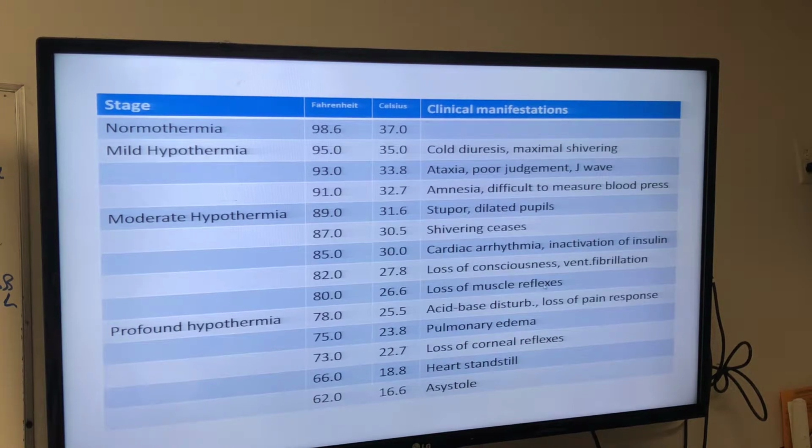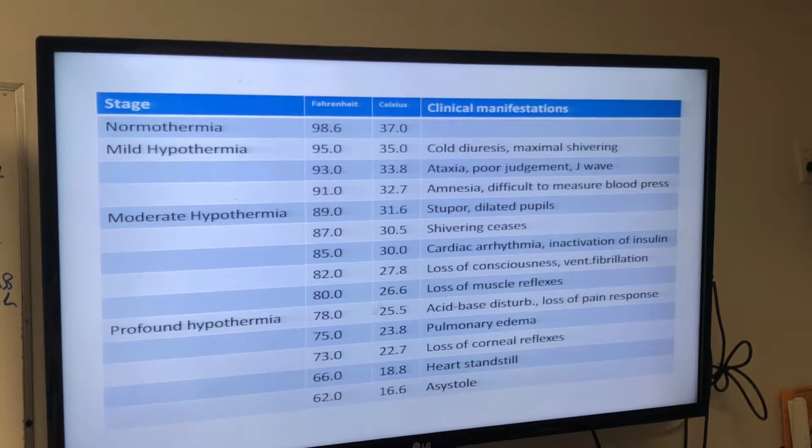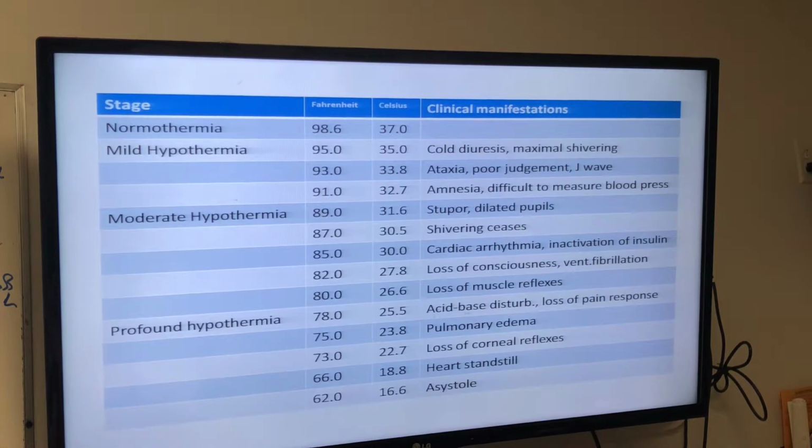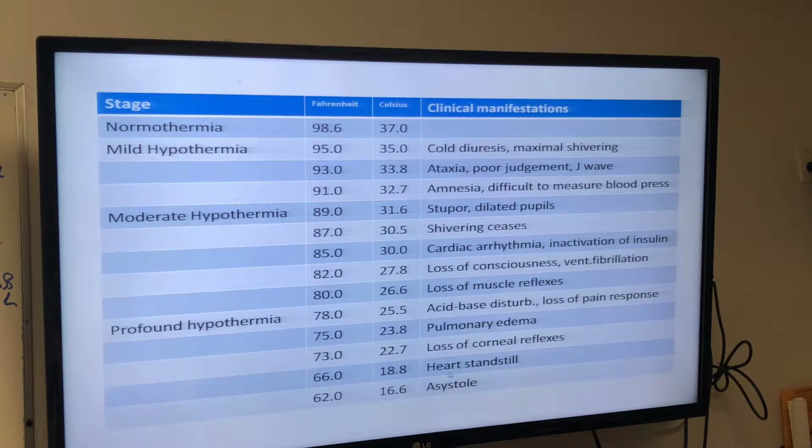26, loss of muscle reflexes, and then profound hypothermia, that's less than 25.5, the acid-base disturbances, loss of pain. 24, pulmonary edema. 23, loss of corneal reflex, and then heart standstill, or asystole, is at about maybe 16.6 or something like that. The important part here is, what are we going to do for each one of those?